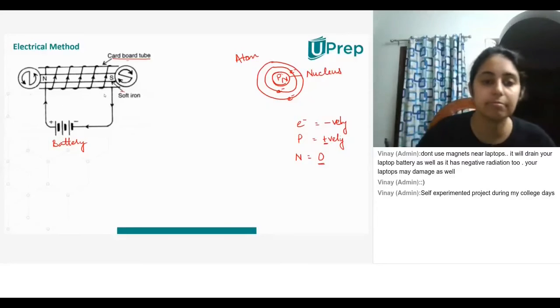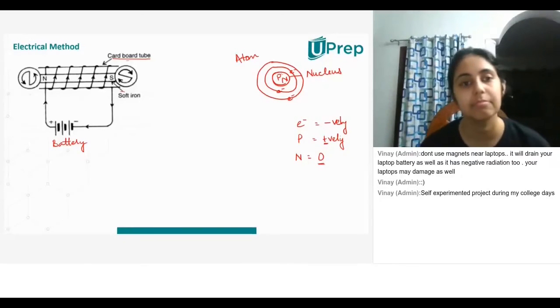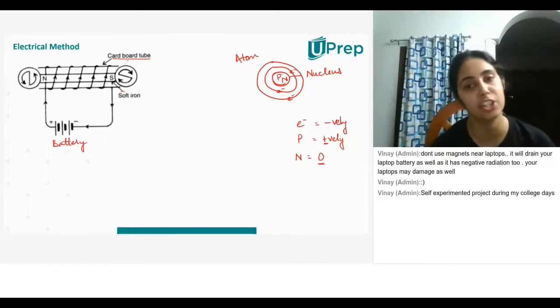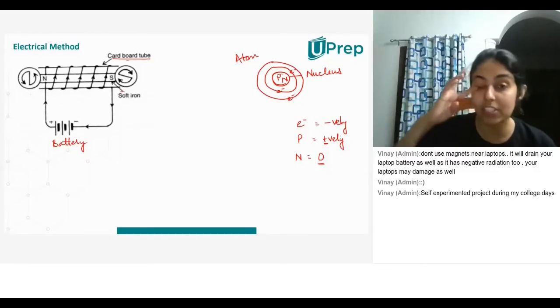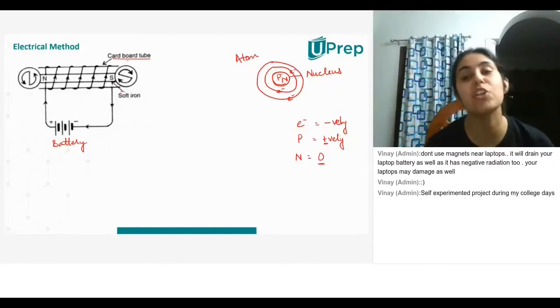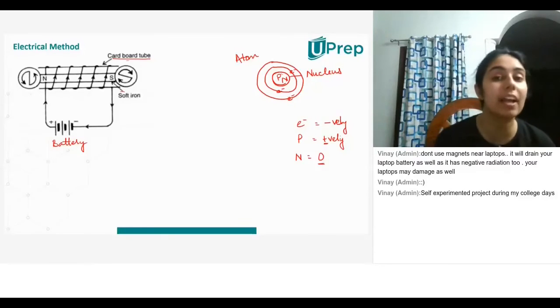Ma'am, but I still can't understand. How does it become a magnet? Okay, so we know that electricity is flowing in one particular direction, right? Yeah. And what does this electricity do? What is electricity? It is nothing but flow of charges. Very good. So whenever we have a flow of charge, how does it affect other electrons?